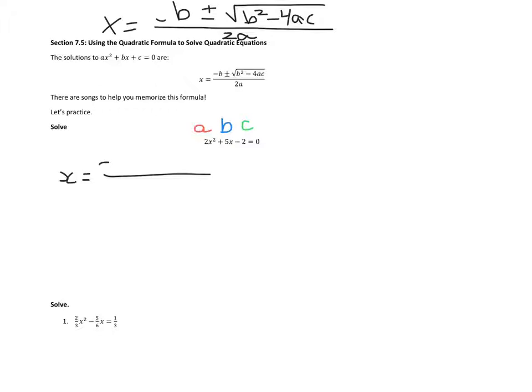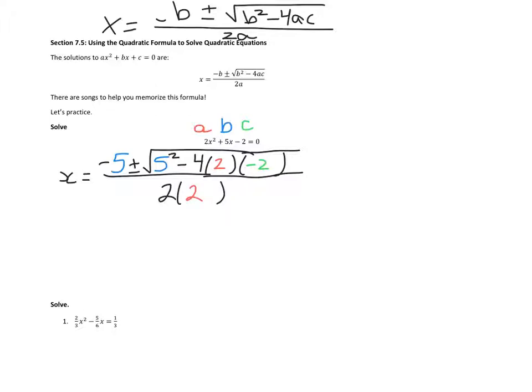So the opposite of b is negative 5, plus or minus the square root of b squared minus 4, and then parentheses are important. a is 2, c is negative 2. There's 4ac all over 2a, and a is 2. Okay, so that's how we plug it in. Let's see how we simplify it.